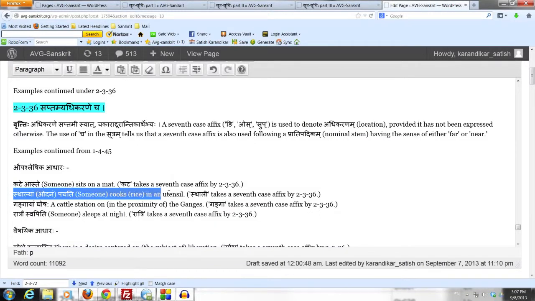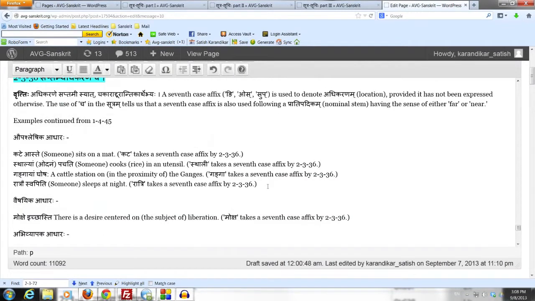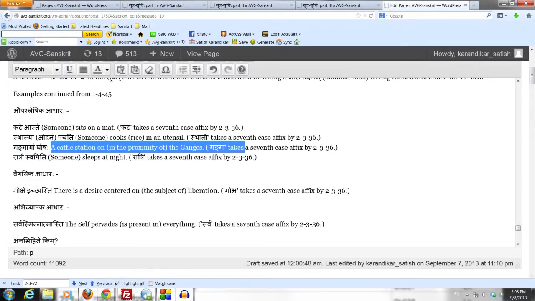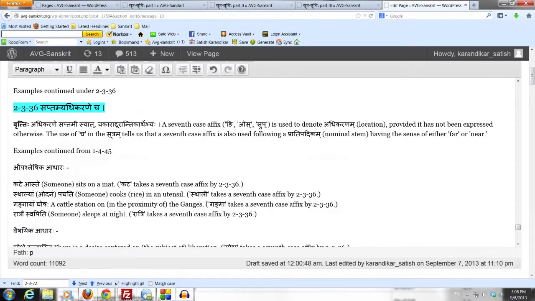Similarly, Sthalyam Odanam Pachati. Someone cooks rice in a utensil. Sthali has the Adhikarana Sanya by 1445, and hence by 2336, the Pratipadikam Sthali takes the seventh case affix to give the form Sthalyam. Similarly, Gangayam Ghoshaha, a cattle station on, meaning in the proximity of, the Ganges. Ganga has the Adhikarana Sanya by 1445, and now 2336 comes and assigns a seventh case affix following the Pratipadikam Ganga to denote the Adhikaranam. So we get the form Gangayam.